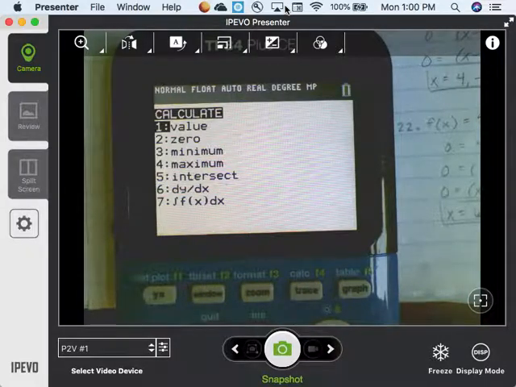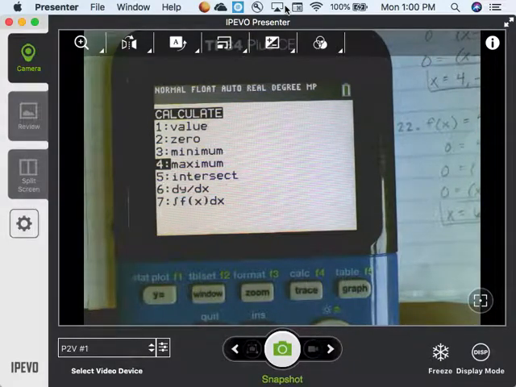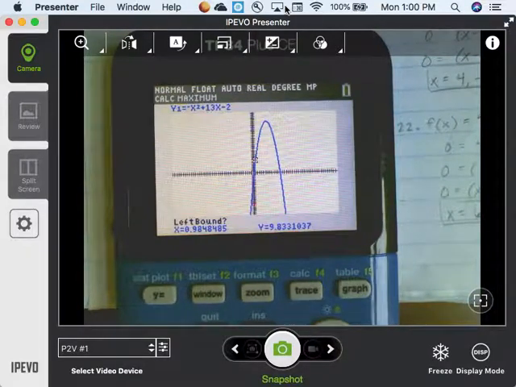So we're in calculate. We're going to choose maximum because the graph had a maximum, right? If the graph looked like it had a minimum, I would choose minimum. And now it's going to ask you 3 questions. So this is the weird part about it. Make sure you're listening. It's going to ask you left bound, then right bound, and then it'll say, do you want me to guess?